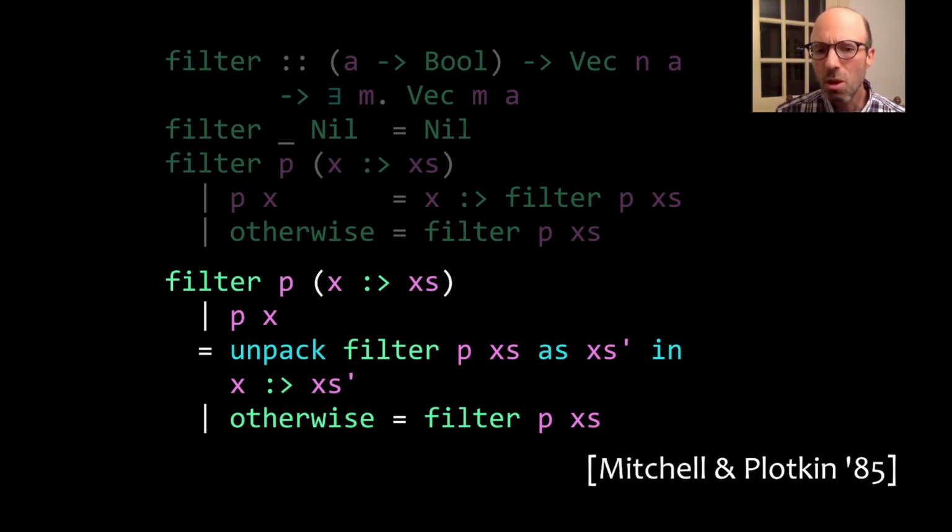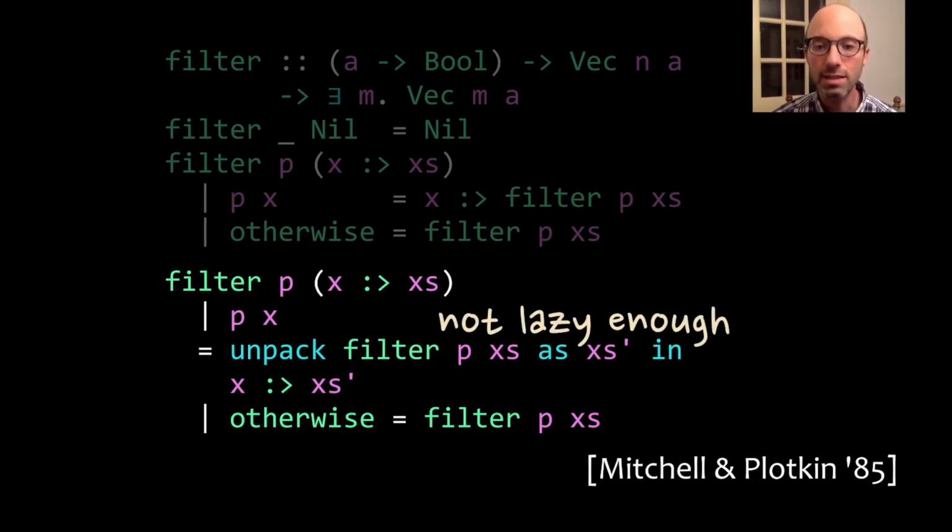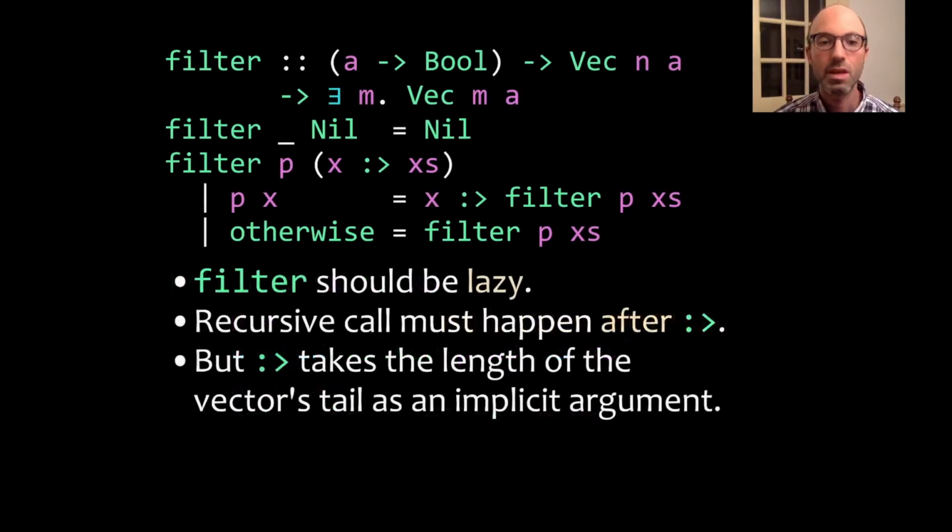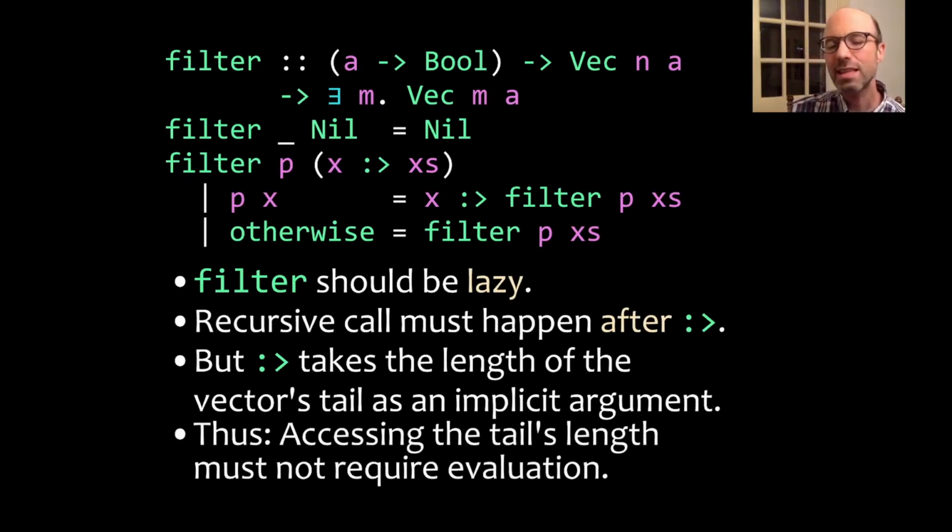This works, but this destroys our laziness. For this to work, we need to actually evaluate this recursive call before cons. That's no good. This is not lazy enough. So if filter is going to be lazy, and yet cons needs to know the length of the vector's tail, then we want to get that length without requiring any evaluation. After all, that length is just a compile time value. There's no reason we need it at runtime. We shouldn't have to affect our runtime evaluation in order to satisfy a compile time requirement. That's a bit backwards.